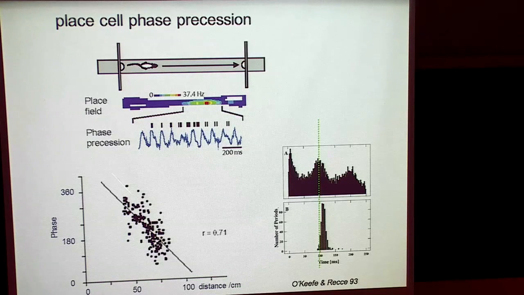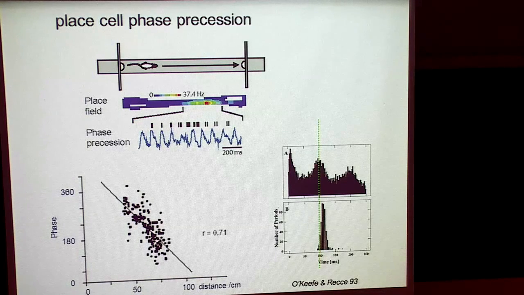And what you can see here for this cell, which is actually quite a nice one, is that there's a very good, really quite linear relationship. I'm never quite sure that it's linear, but it's linear to the first approximation. And the correlation is about 0.71. Across a large number of cells, across the population, it's usually about 0.55, which in biology is pretty good.